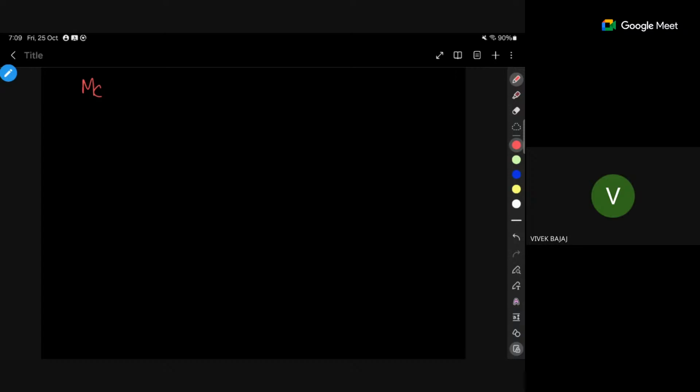So first we'll have the McCulloch-Pitts neuron, the MP neuron. The MP neuron has two kinds of inputs. One is denoted by an arrow, which we call excitatory input, and the other is denoted by a round circle at the top, which is inhibitory input.